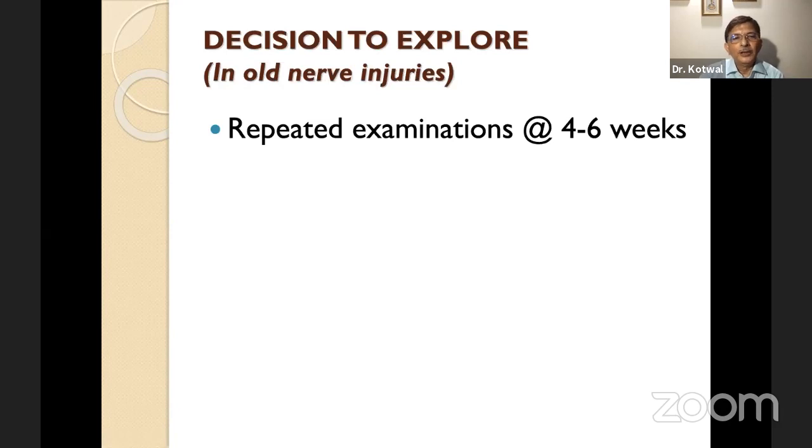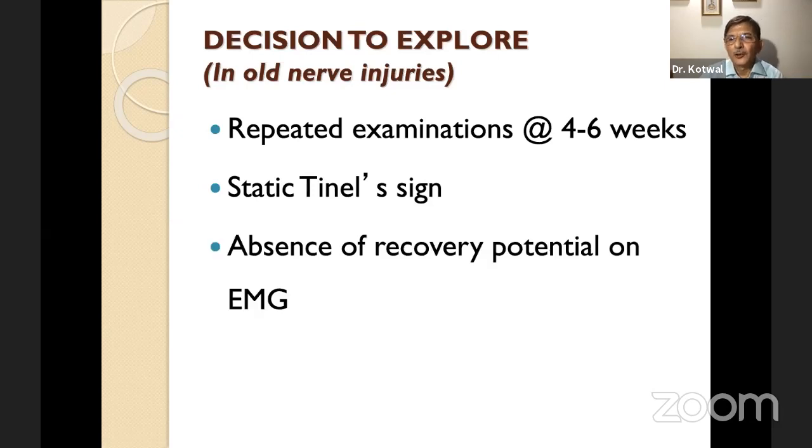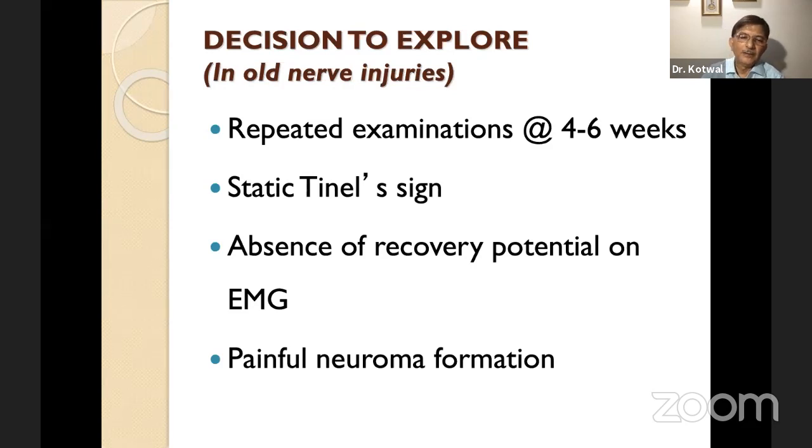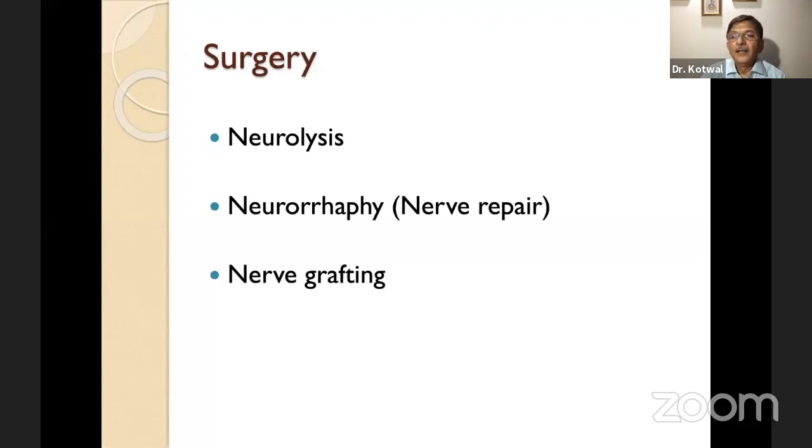In old injuries, you do repeated examinations. You look for the Tinel sign, which scenario it is, whether it is progressing or not. And the EMG will also help, and if there is a painful neuroma, then obviously you have to go ahead and operate. So what surgery will you advise? It can be in the form of either neurolysis, neurorrhaphy or nerve repair, and nerve grafting.